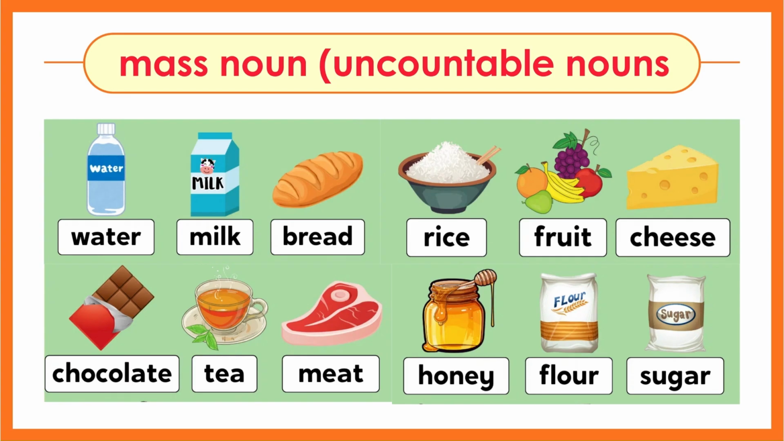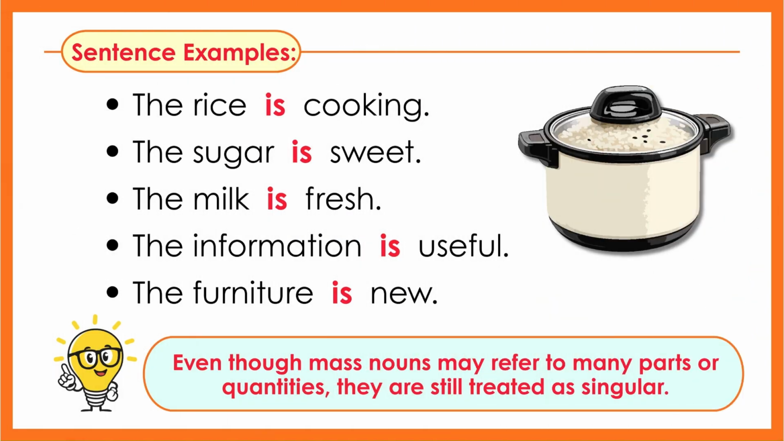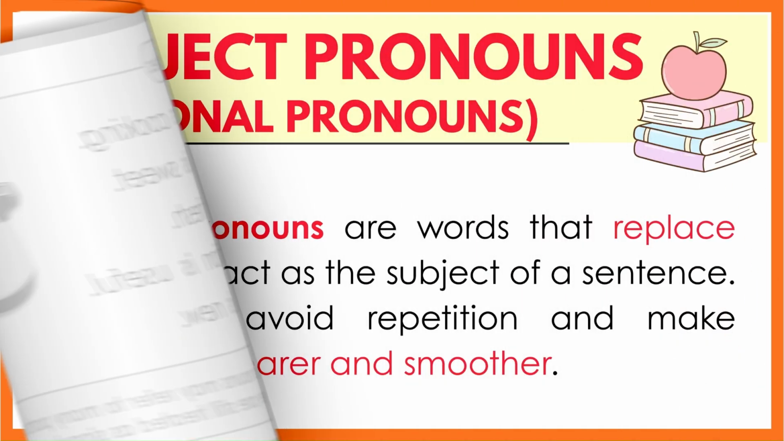Remember, mass nouns are usually treated as singular in sentences. Even though mass nouns may refer to many parts or quantities, they are still treated as singular nouns. Let us look at some examples. The rice is cooking. The sugar is sweet. The milk is fresh. The information is useful. The furniture is new. Remember, mass nouns use the verb is because they are treated as singular.